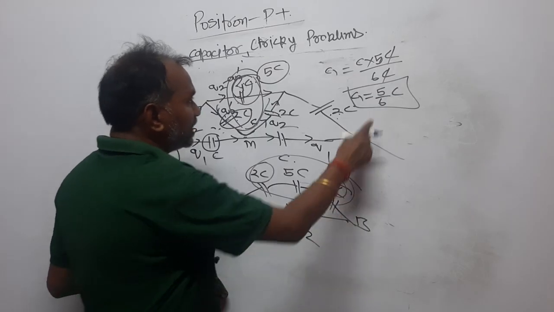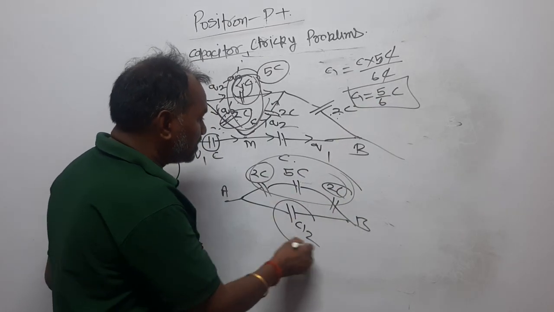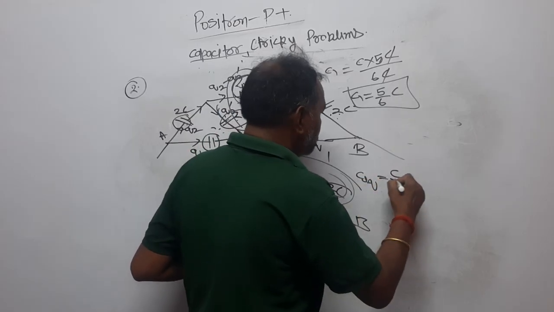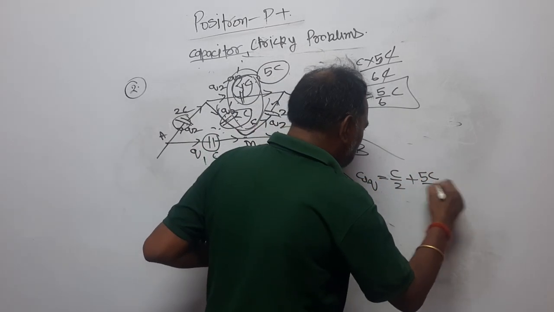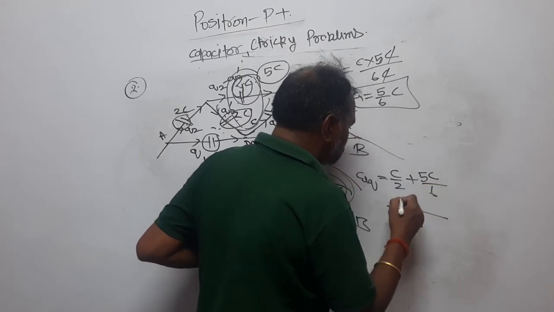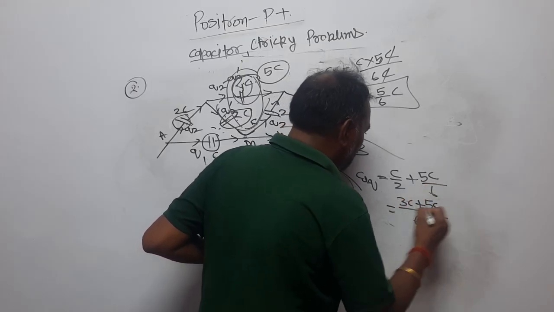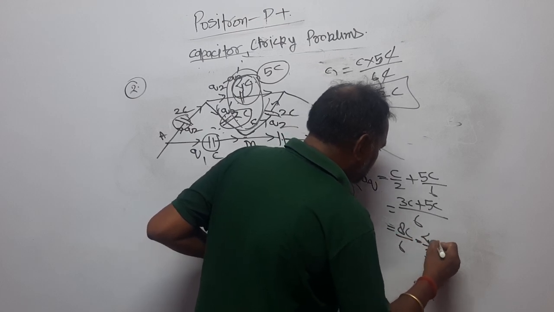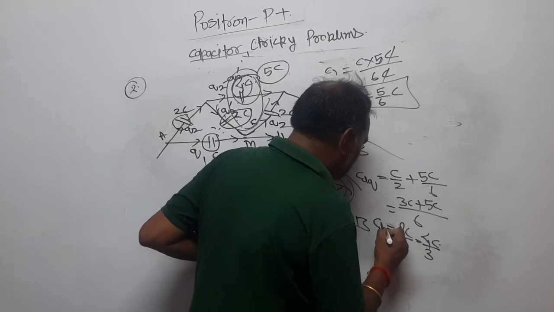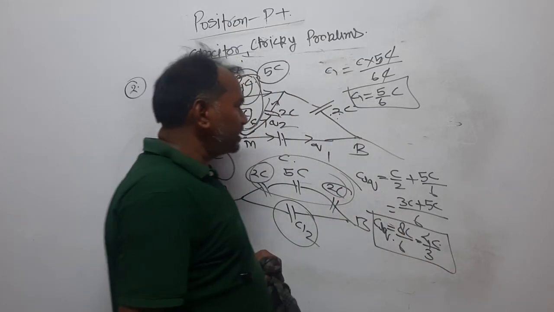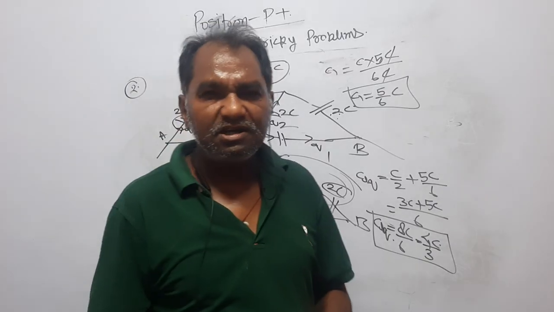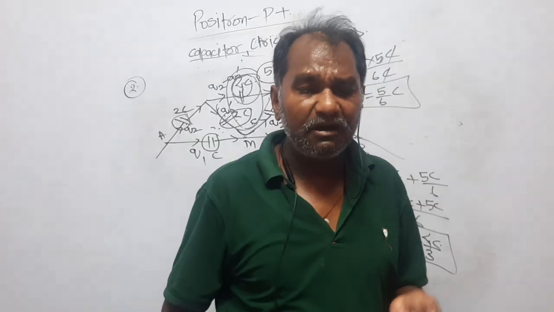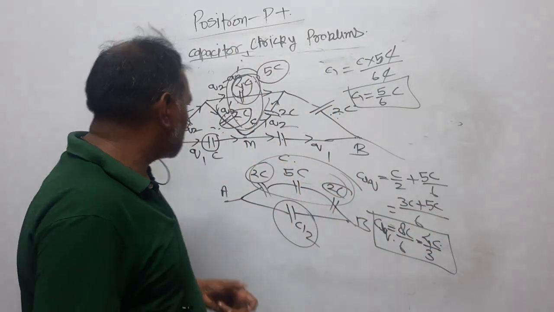What we have got is 5C by 6, and this is parallel to C by 2, so the equivalent finally will be C by 2 plus 5C over 6. Now 6 would be the LCM: 3C plus 5C, that is 8C by 6, or 4C by 3 is the equivalent. In this way, we have found the equivalent using the mirror symmetry, by the charge travel on the path, we have derived this.